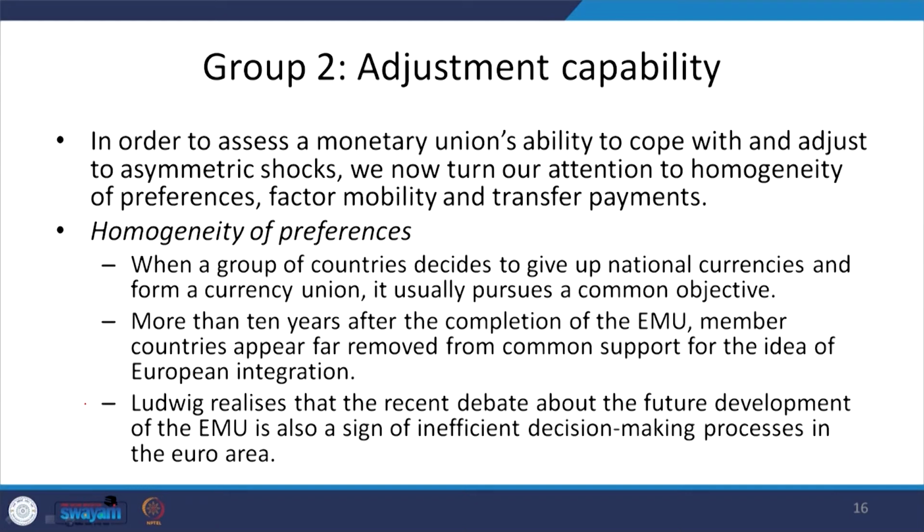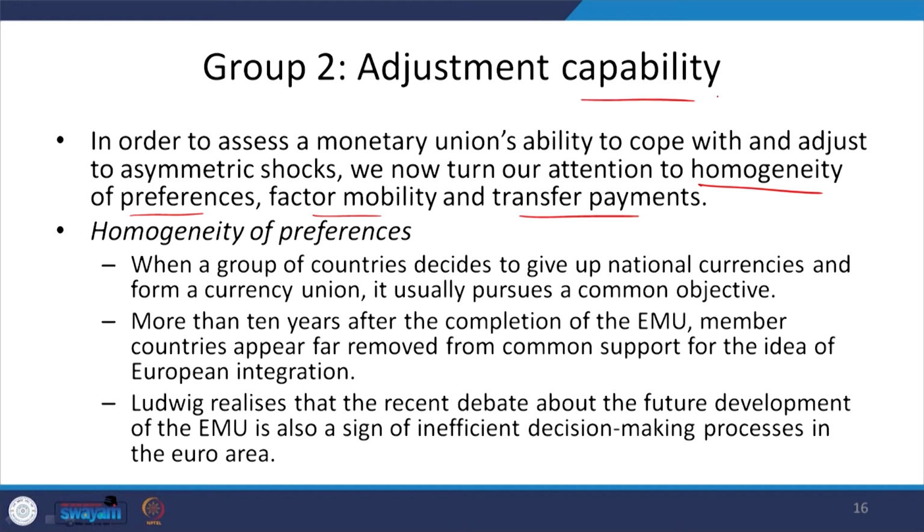So far as group 2 and the adjustment capability is concerned, to assess the monetary union's ability to cope with and adjust to asymmetric shocks, we then turn our attention to homogeneity of preferences, factor mobility and transfer payments. Okay, that is basically called capability.